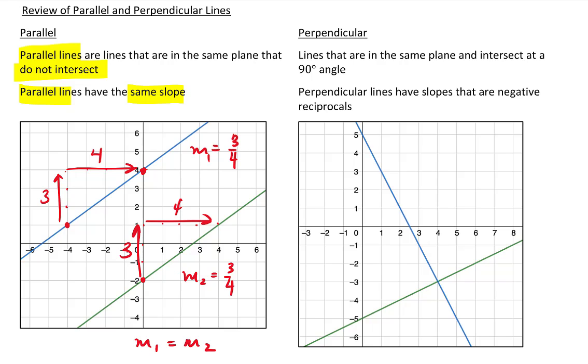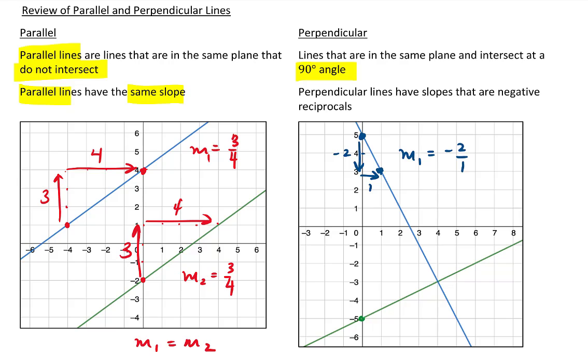For perpendicular lines, again, they are lines that are in the same plane and intersect at a 90-degree angle. If we examine the slopes for perpendicular lines, we're going to see something different. So let's start with the blue line. Starting here at 0 and 5, we can count down 1, 2, and go over 1 to hit the next point. So this is down 2, so that's negative 2, and to the right 1. So the slope of our blue line, m1, is equal to negative 2 over 1.